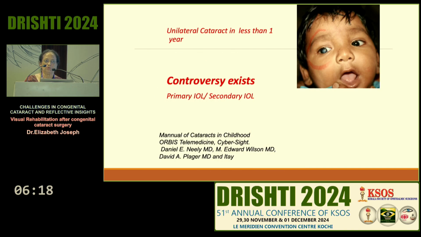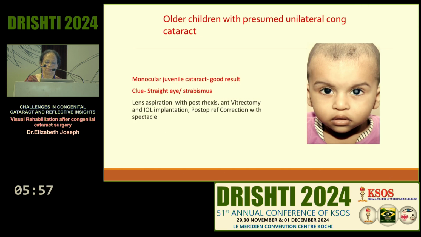What about a uniocular cataract? Uniocular cataract in the very young, whether to do a primary intraocular lens implant or secondary intraocular lens implant, the controversy is still there. But more and more people are doing intraocular lens implantation in the very young age if there is only monocular cataract.